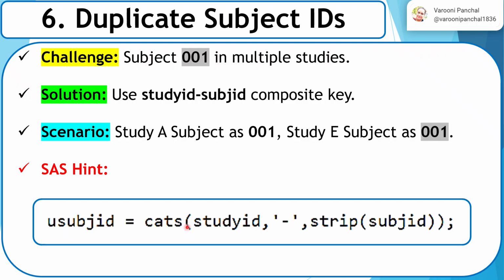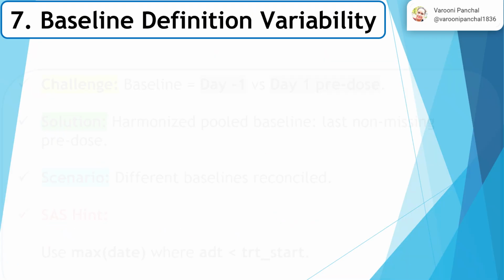Similarly, you can also use the strip function on study ID also, so that any leading and trailing blanks can be removed easily by this strip function, right? So it's very easy to use. You can handle duplicate subject IDs across multiple studies by this function.